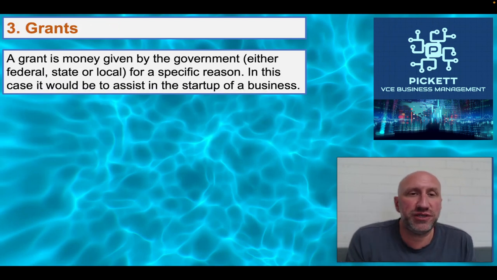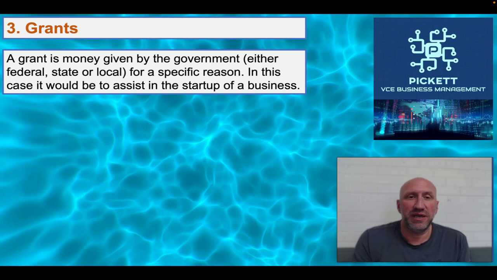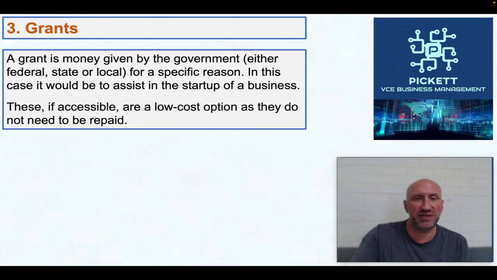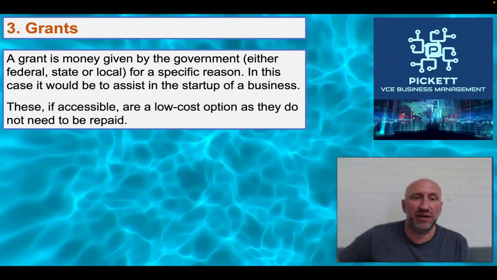Now, the third of our 5 types is a grant. So a grant is money given by the government, could be federal, could be state, could be local, for a specific reason. Okay, there's grants for lots of things in life. In this case, you'd be applying for a grant to assist in the start-up of a business. And there's lots of these out there, okay? If you're starting a new business, you definitely want to explore this route because it's kind of free money. If you can access these, they are a low-cost option because you do not need to repay it. It's a gift, a grant. The money's given to you. You do not need to repay it.